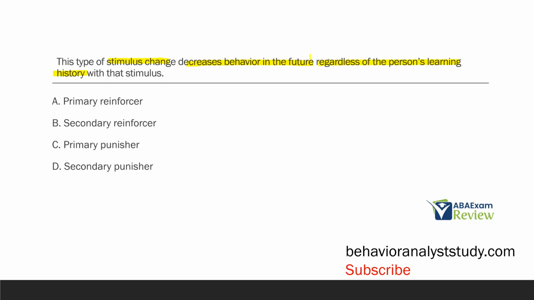It's not reinforcing because we're decreasing behavior. Now, this idea of the person's learning history doesn't matter. What are we saying there? What we're saying is it's unconditioned. If learning history mattered, there would have to be some conditioning going on. Here, conditioning is irrelevant. So when we say unconditioned, do we mean primary or secondary? Well, we mean primary. So a stimulus change that decreases behavior is a punisher, and it doesn't involve learning history, so no pairing needed. That would be primary or unconditioned. So the type of stimulus change that decreases behavior in the future, regardless of the person's learning history with that stimulus, would be C, primary or unconditioned punisher.